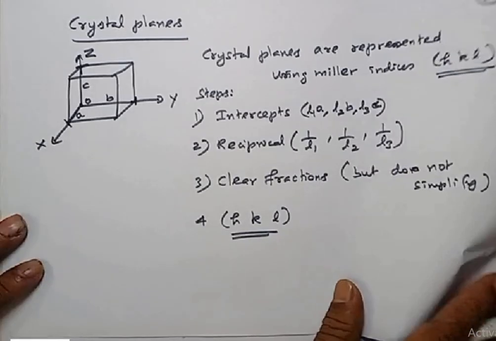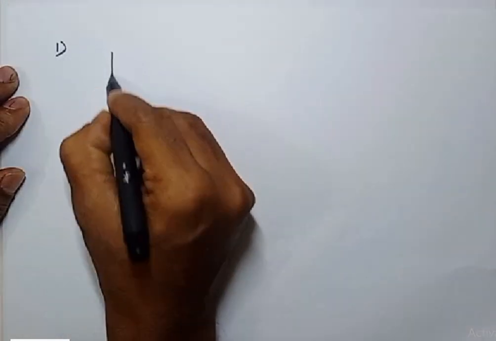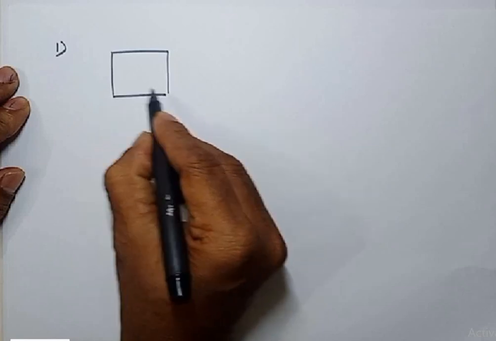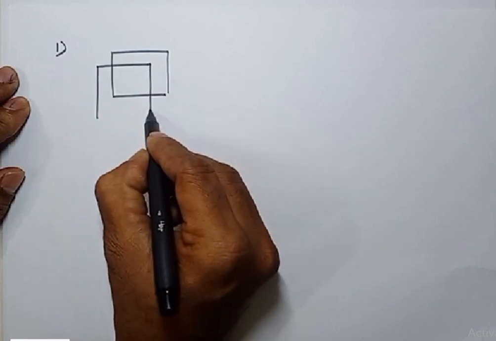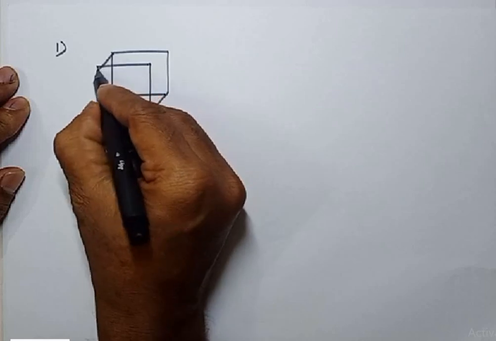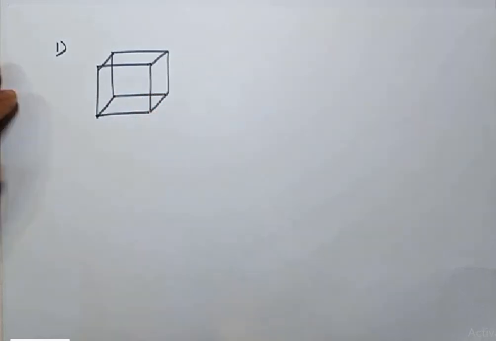Now let me show a plane here, just for understanding purposes. Yes, how to proceed? Listen, I'll show. I'll take one example using a simple cube. Let me draw a simple cube here. Now I'll keep a plane here.